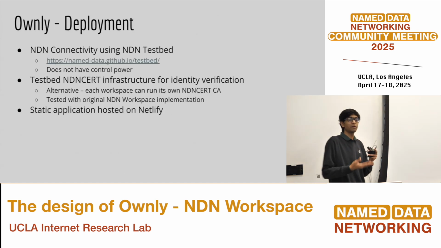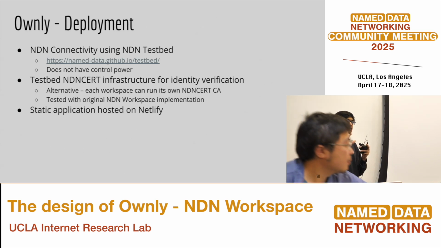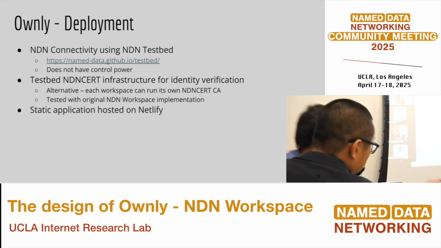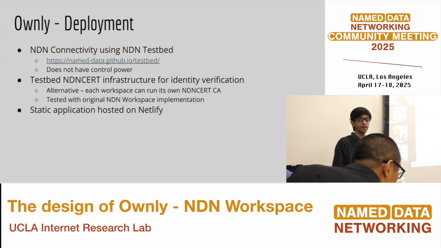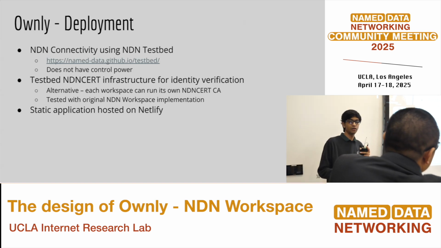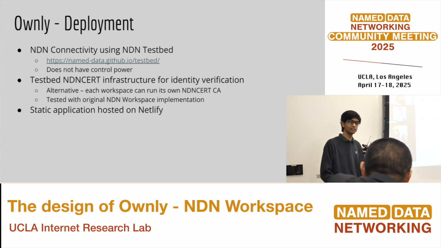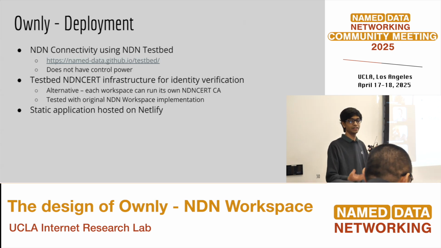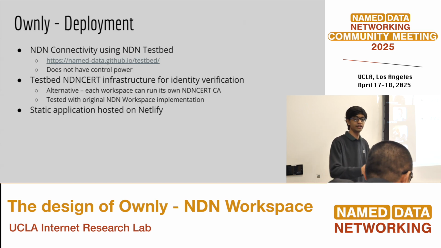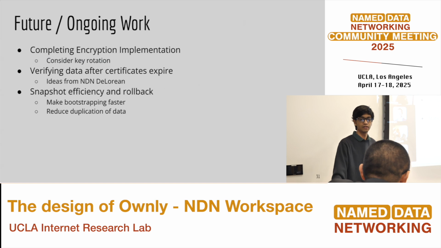So finally, how do we deploy Ownly? How are you actually using it? The page that you're on is completely static. It's a static page, on a GitHub Pages equivalent. The connectivity is done using the NDN Testbed. The testbed itself is just a network. It does not have any control power. And we use the NDN Testbed NDN cert instance for certifying your identity, which is your first step.